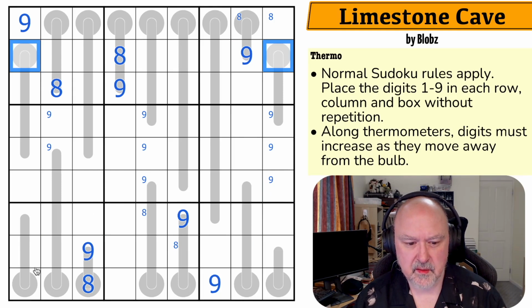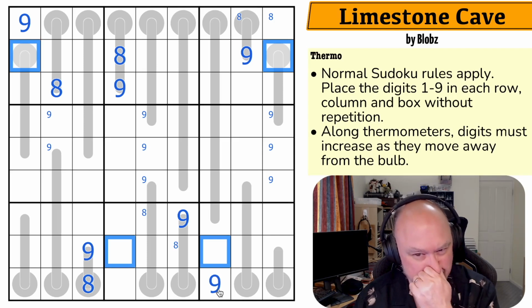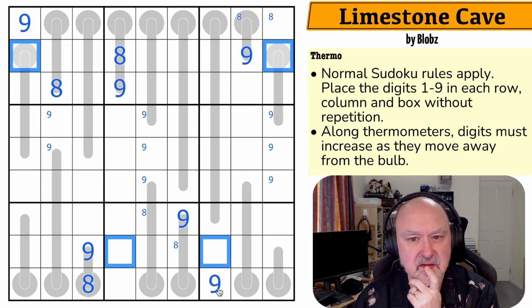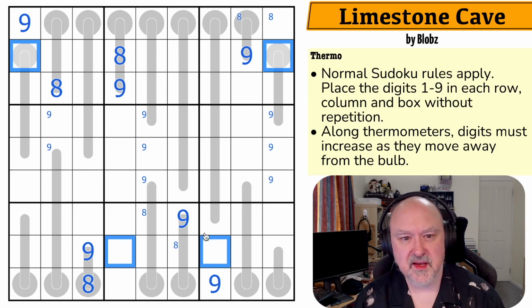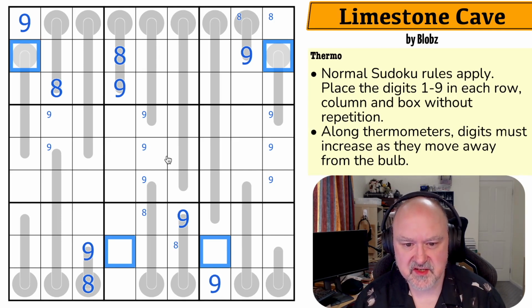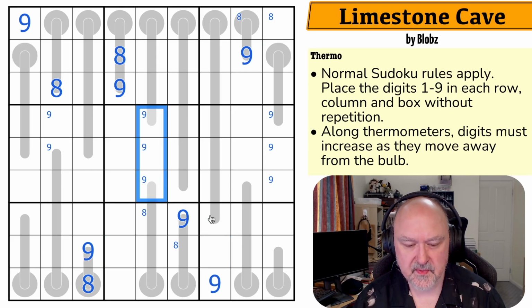But in this row, 1 can only go in one of those 2. But it doesn't seem particularly restricted. Maybe I'm not doing as well at the challenge as I had hoped. Then again, it's always harder to do when you're on camera.